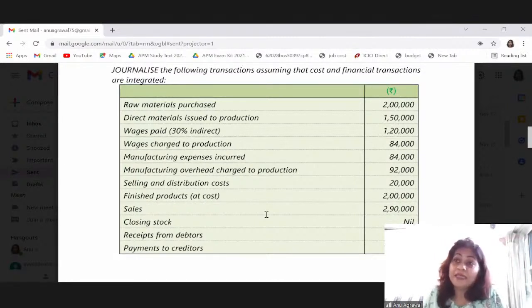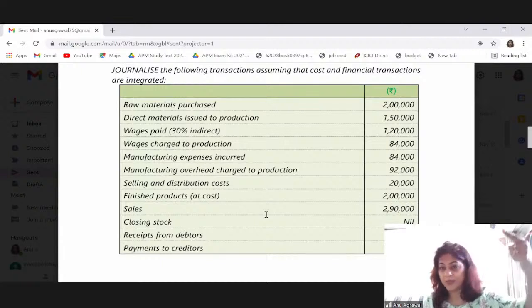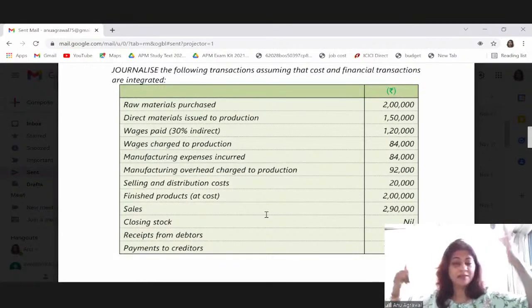First of all, it is very easy to do integrated accounting. The reason is the entries are handful, right? Because we are only recording entries which we need to do for the purpose of making a cost sheet. So for the purpose of making a cost sheet, guys, the entries will be limited. We'll be talking about material, we'll be talking about wages, we'll be talking about factory overhead, admin overhead, selling overhead, sales. That's it.